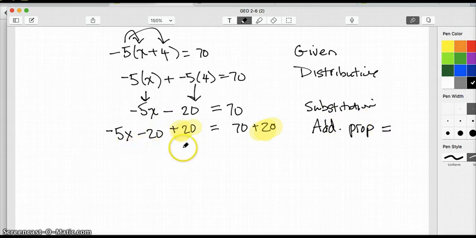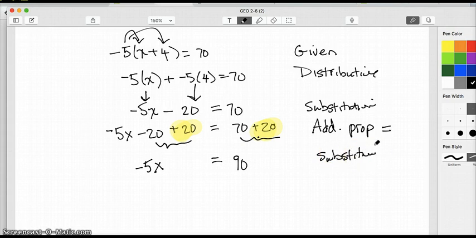The add prop equal sign, right? Add prop equal. So now that I do that, I'm going to join some like terms together, and you guys remember what we did last time. I'm going to replace this with an equivalent statement. So the equivalent statement I have over here is negative 5x, and this is plus 0, or 0 has just gone away. These guys have gone away. And then 70 plus 20 is going to give me 90. And what did I do? I did substitution. Substitution, right?